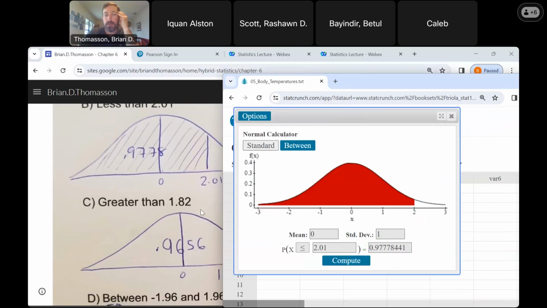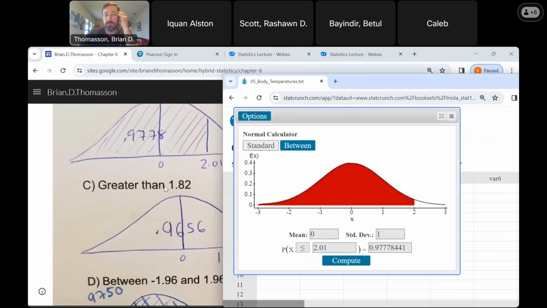Okay. Now let's see how things change with greater than 1.82.